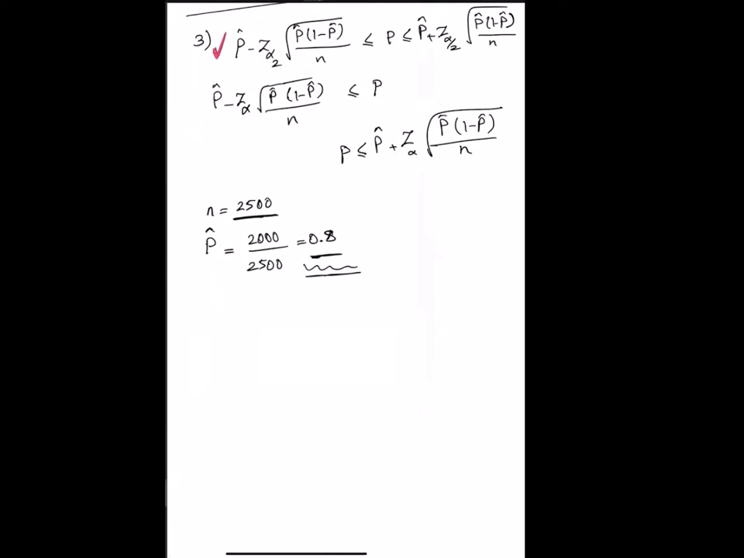Let's do that. As you can see in the formula, p hat is the main thing we want, which we already have. The other thing I want is z of alpha over 2. Alpha here is 1 minus 0.95, which is 0.05. So alpha over 2 is 0.025. So z of 0.025 is 1.96, right?